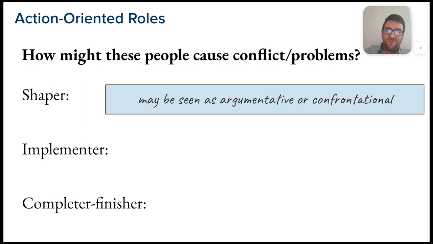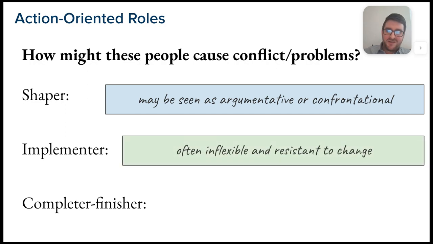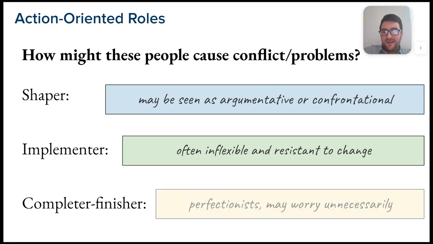So if they're not careful, people might think that they're looking down upon the work of others or saying that it's not good enough, because they're taking what others did and maybe they'll say, oh, maybe we could do it this way, or maybe you could change that. So that might offend some people. Implementers can be seen as inflexible, resistant to change because they are concerned with getting things done and getting them done now. So once they have a plan, they won't want to change that plan. So that might bother other people as well.